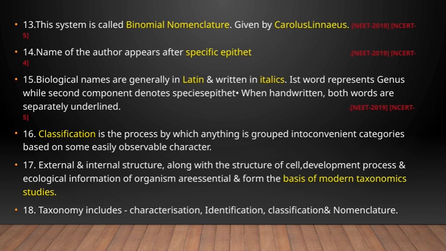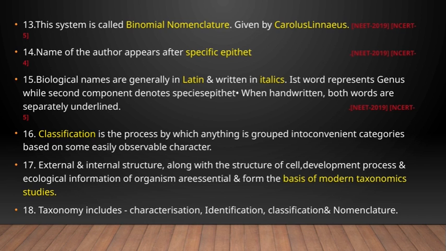This system is called binomial nomenclature, and it was given by Carolus Linnaeus. It's the standard way we assign scientific names to organisms, making communication clearer across different languages and regions. After the specific epithet, you'll notice the author's name appears. This helps identify who first described the species, adding a layer of credibility and historical context to the naming process.